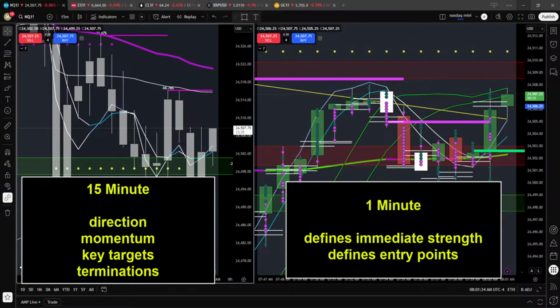It takes two charts to define a trend trade using this methodology, using the plan that I dropped in the room. It takes a 15-minute chart first. It's a very big, slow chart. It'll define direction, momentum, key targets, and terminations. There is a 1-minute chart. It's a faster chart, 15 times faster if you're good at math. And this defines the immediate strength of the market, and it'll define your entry points.